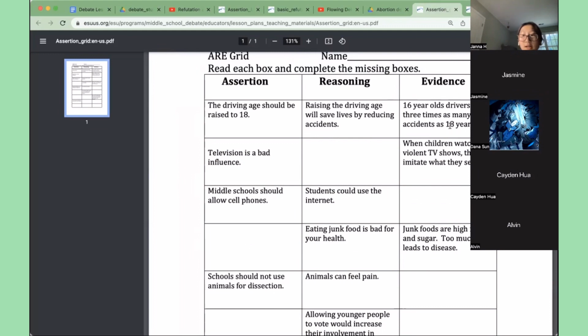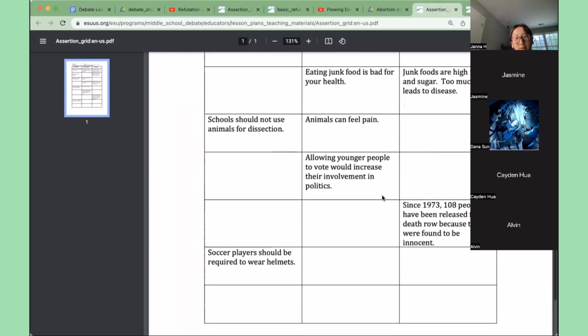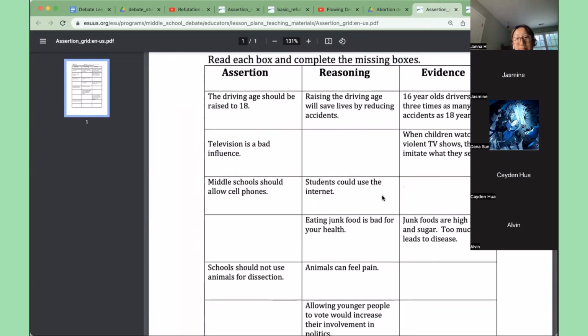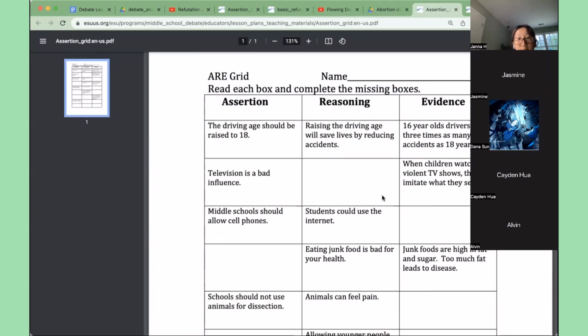And how do we know this? Well, 16-year-old drivers have 3 times as many accidents as 18-year-olds. So yeah, that's that. And then we'll do a few of these, probably not all of these. So I guess let's start.